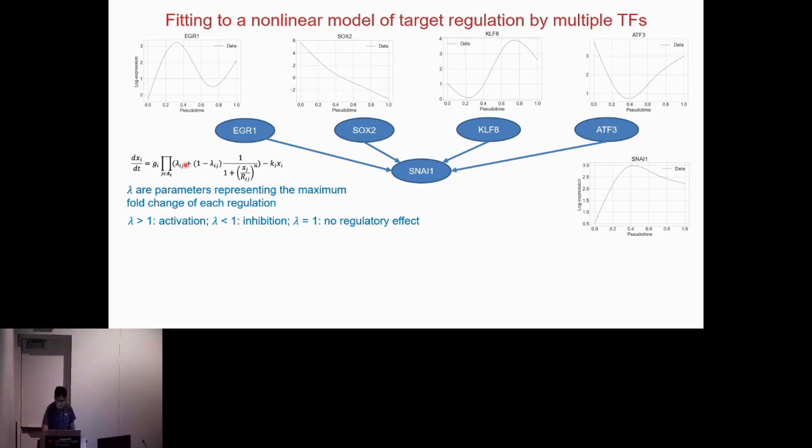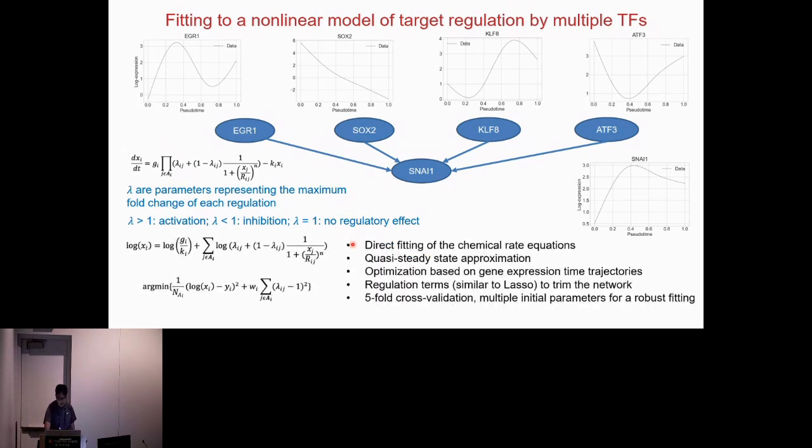And I particularly want to emphasize one parameter, lambda here, which represents the maximum fold change for every regulation. So this can tell us whether an interaction is strong or weak, and also the activation or inhibition nature as well. And when we do the fitting using the time trajectories here, in order to make the optimization robust, we have a regularization term so that we eliminate those interactions that are not real, not relevant. Meanwhile, we do 5-fold cross validation, and we also start from multiple initial conditions for the parameters in order to have a robust fitting.